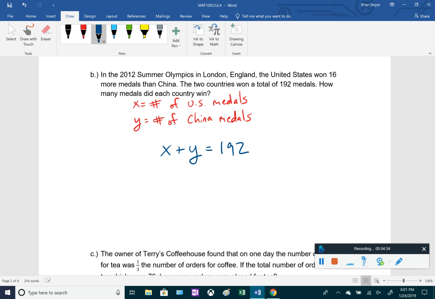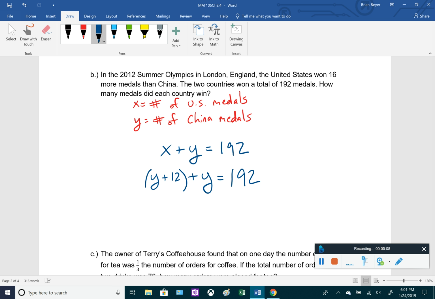We also know that x, the number of US medals, is 16 more than China. So that means instead of x, we can write y plus 16. So instead of x for US medals, we let that equal China medals plus 16. Now we're going to solve this just like we've been solving them.